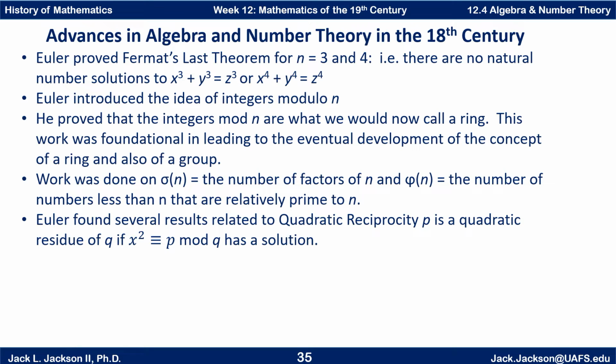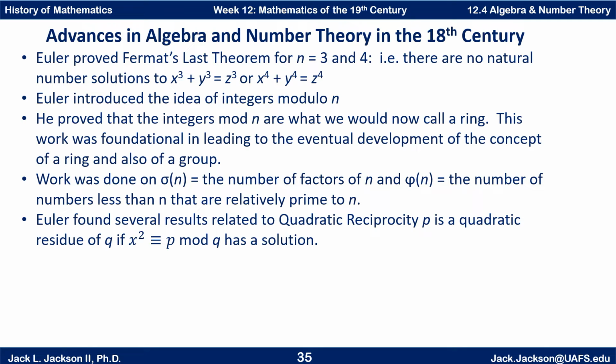Euler introduced the idea of integers modulo n. Now remember, of course, Fermat didn't actually prove the last theorem, or well, he said he did, but that proof has never been found. Mathematicians now don't really think that he actually proved that. But some progress had been made on that in the 18th century. Euler had introduced the idea of integers modulo n. He proved that integers mod n are what we would now call a ring, and this work was foundational, leading to the eventual development of the concept of a ring and also of a group.